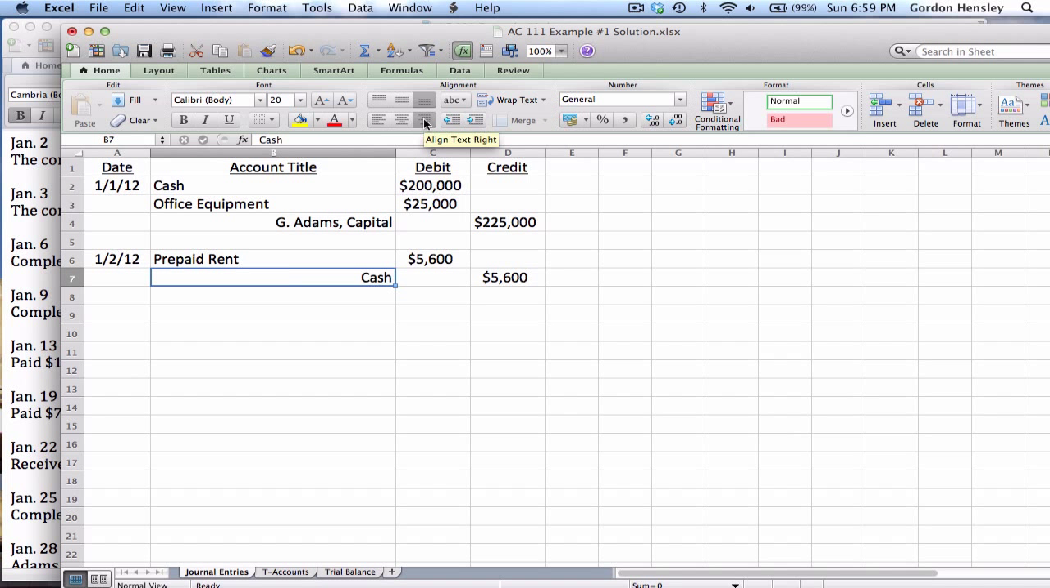Now, why do I do it in that manner? Think about it like this. Debiting an asset increases it. Crediting an asset decreases it. So I want to increase my prepaid rent, $5,600, but I want to decrease my cash because I have less money now. I spent that money. So that's how I want to do that. That's the proper way to record that transaction.